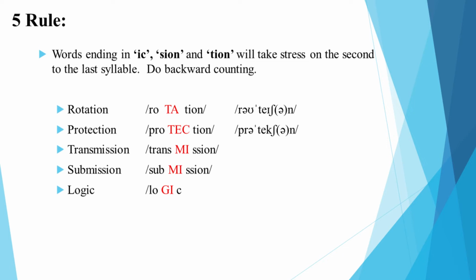For example, rotation, R-O-T-A-T-I-O-N. It is a three-syllabic word. Shan is the last syllable and the second one is ta, so ta should take the stress: rotation. We count backward: 3, 2, 1. Similarly, logic, submission. S-I-O-N is the last syllable, and the last but one is mi: submission.